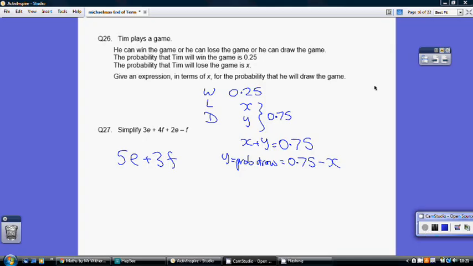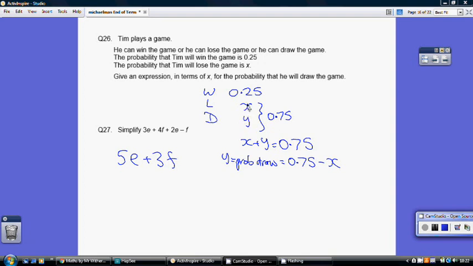Question 26. Now this is quite tricky, so don't worry too much if you don't follow this one. We're told that Tim plays a game and he can either win, lose or draw, and the probability of winning is 0.25. So the first thing we can say is the probability of losing or drawing added together must be 0.75, because 0.75 add 0.25 is a whole, and probabilities always have to add up to a whole. So the question tells us, let's call the probability of losing x, and for the purposes of explaining my answer, I'm going to let the probability of a draw be y.